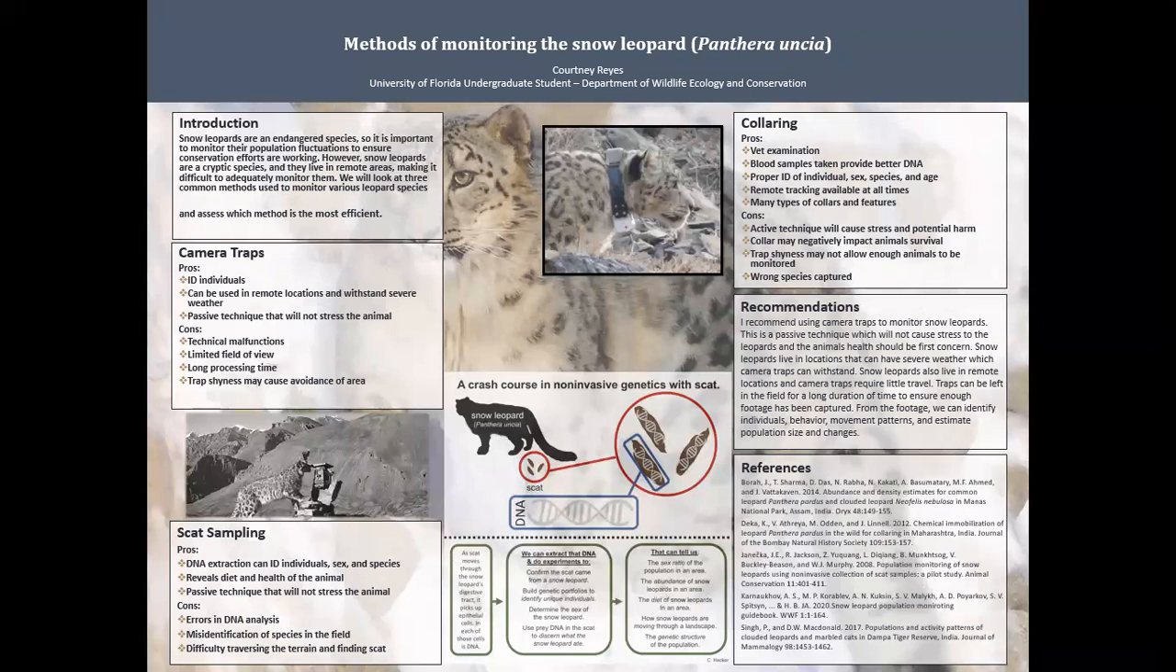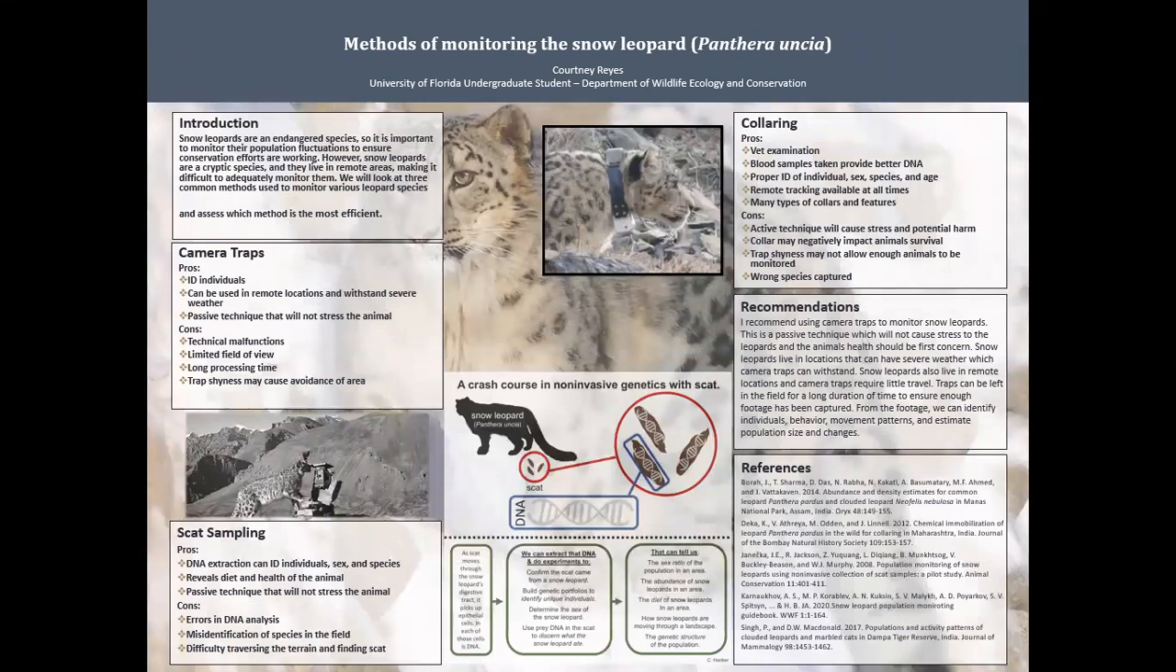Snow leopards are an endangered species, so it's important to monitor their population fluctuations so we can assess the efficiency of conservation efforts. However, snow leopards are a cryptic species and they live in remote areas, so it can be difficult to adequately monitor those populations. We will look at three methods that are used to monitor various leopard species and assess which method will be the most efficient for snow leopards.